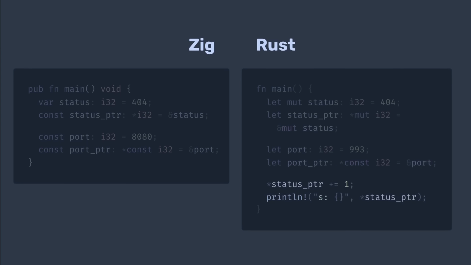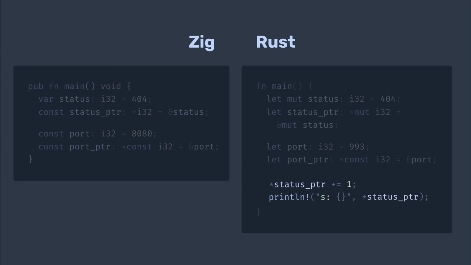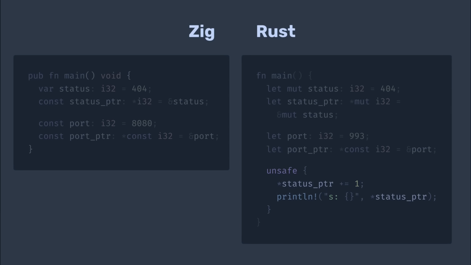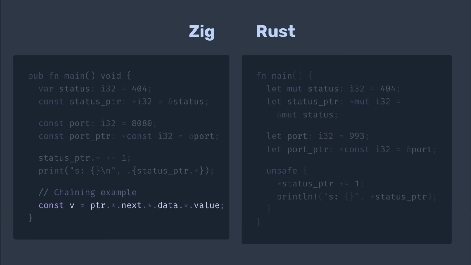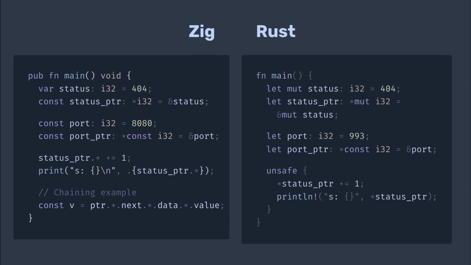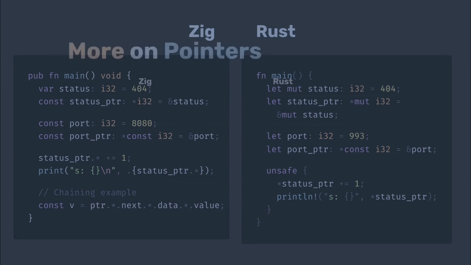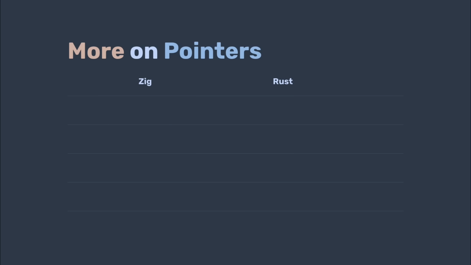To dereference a pointer, Rust uses the classic asterisk operator like this, which is always unsafe, while Zig, for ergonomic reasons, uses the postfix dot asterisk operator. And in practice, it's great for chaining field access and dereferences like this. Okay, now after we've checked the syntax, there are important differences in how pointers work.